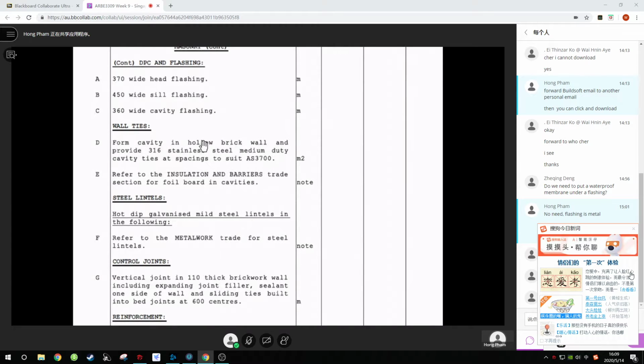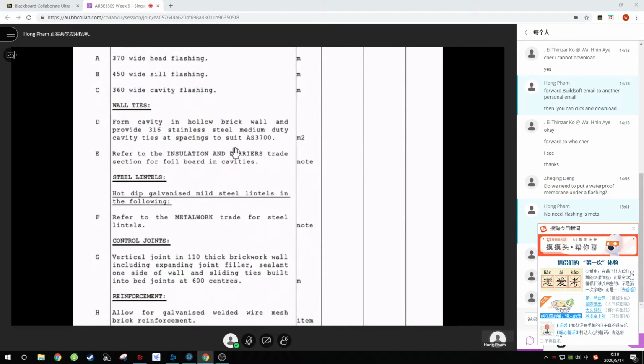Okay, so you have flashings here: head flashings, seal flashings, cavity flashing. Remember, head flashing is above the windows, seal flashing is below the windows, and cavity flashing is above the slab, next to the slab. And we have wall ties.